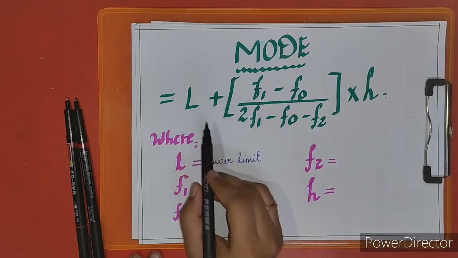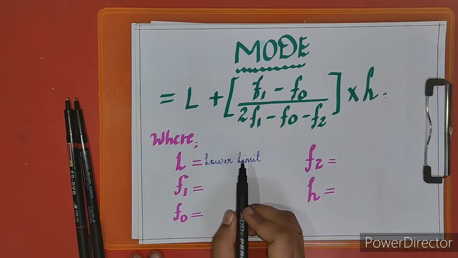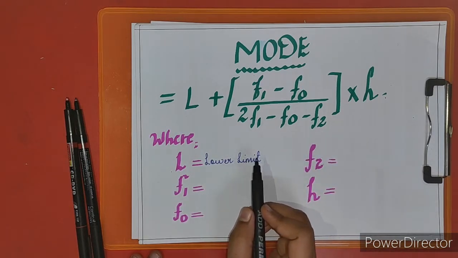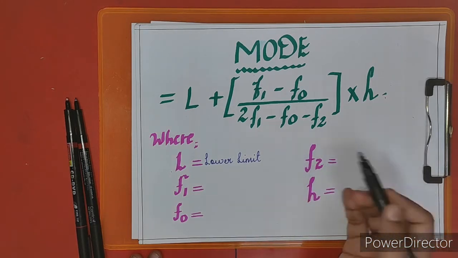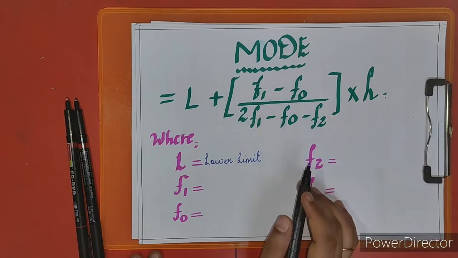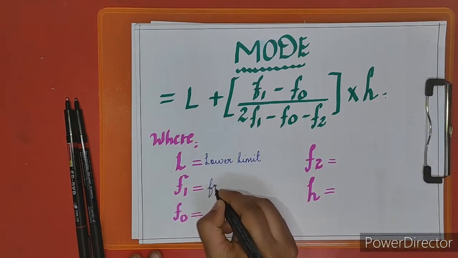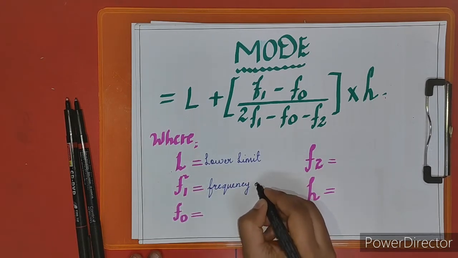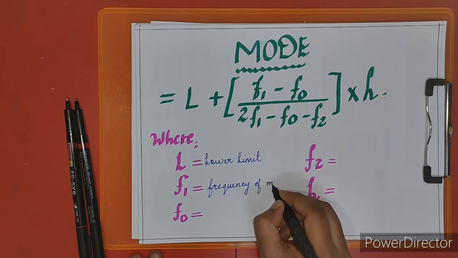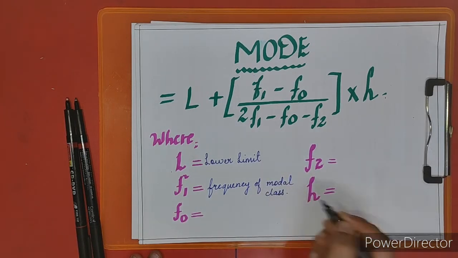Here L stands for the lower class limit of the modal class. So what will be our modal class here? The modal class will be the class where the frequency is the highest. We will see in the table, then you will understand what a modal class is. F1 is a frequency picked from the modal class. So the frequency of the modal class is F1, the value of F1.